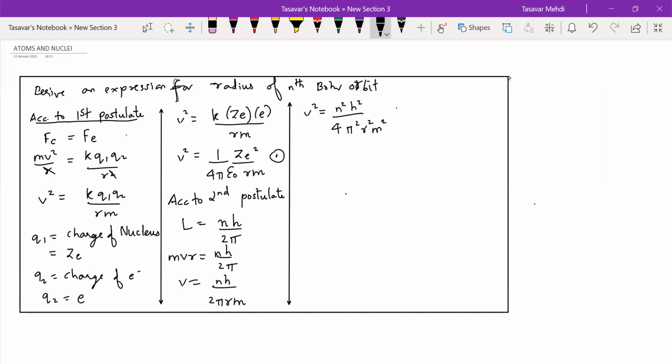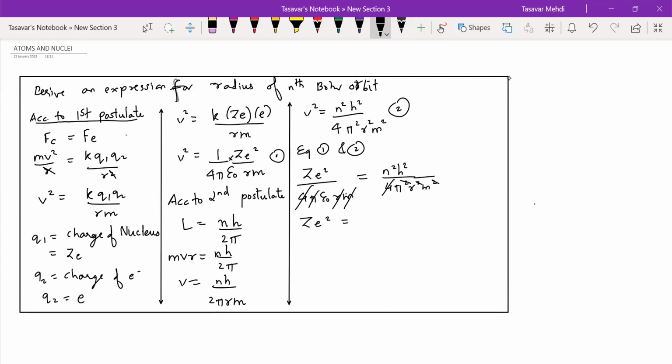Perfect. I want you to check equation 1 and 2 now. Can I say equation 1 and 2 से मुझे ये पता चलेगा कि दोनों का लेफ्ट हैंड साइड सेम है. यदि दोनों का लेफ्ट हैंड साइड सेम है मतलब राइट हैंड साइड भी सेम होना चाहिए. तो ZE square upon 4 pi epsilon naught RM should be equal to n square h square upon 4 pi square r square m square. 1 4 cancel, एक pi cancel, एक r cancel, एक m cancel. What I'm left with? I'm left with ZE square upon epsilon naught equal to n square h square upon pi r m.